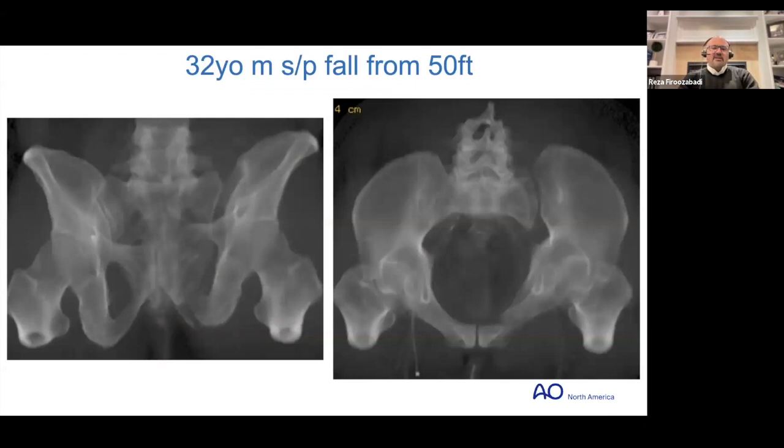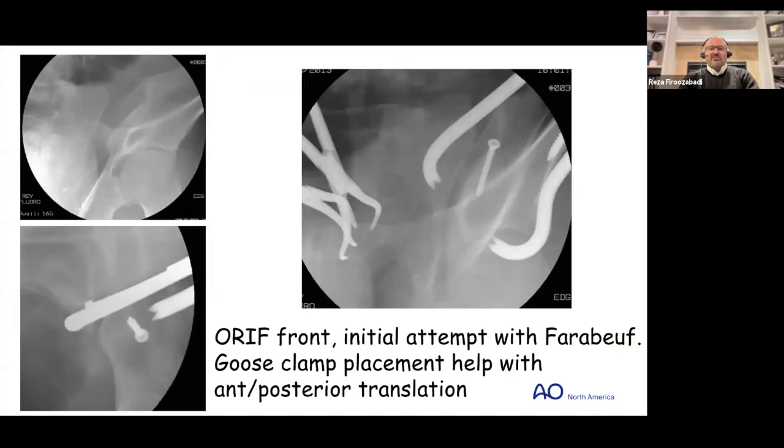So in this case, I was fairly confident that I could get the anterior reduction right. But as Mark mentioned, if the posterior is not dead on when you fix the front, then your front's not dead on. So you can see here, I didn't fix the front. I just open reduced the front. And if there's any sort of comminution anteriorly, it's really hard to get that right.